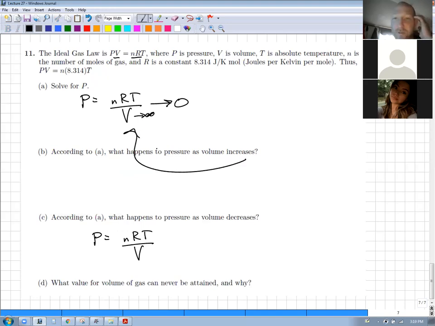All right, what happens to the pressure as volume decreases? If this thing on the bottom goes to 0, then the whole thing goes to infinity. All right. What value for volume of gas can never be attained? Volume can never be 0. Wouldn't make any sense.